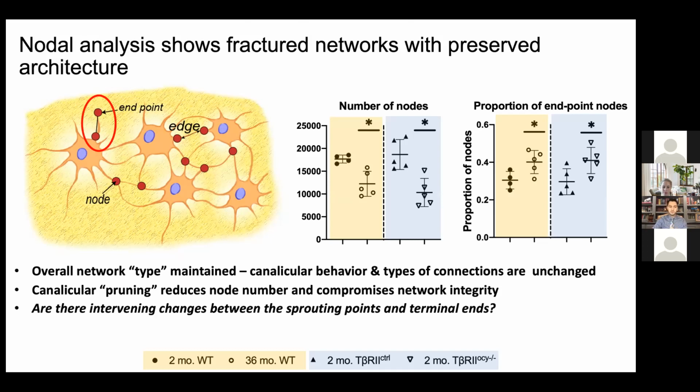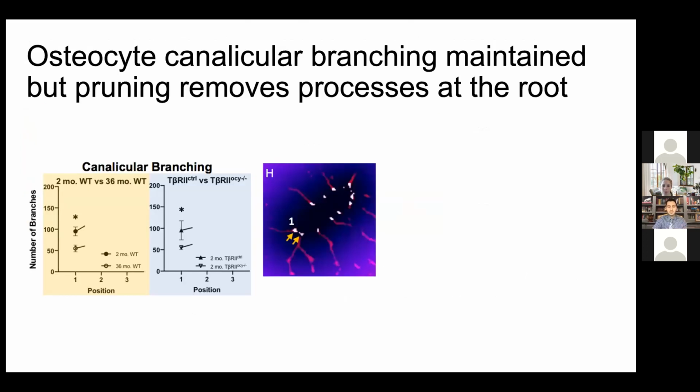One of the other questions we wanted to ask is, are there intervening changes between the sprouting point and the point where these paths do not terminate? What is the behavior of the network in between these regions? So we were able to look at osteocyte canalicular branching starting from the sprouting point using our high resolution confocal images. And here we saw at the initial sprouting point, a loss of canalicular number at the base, which was previously established in our other analyses.